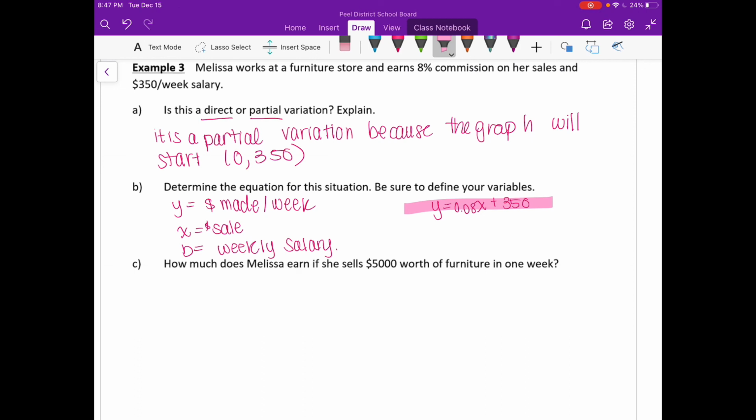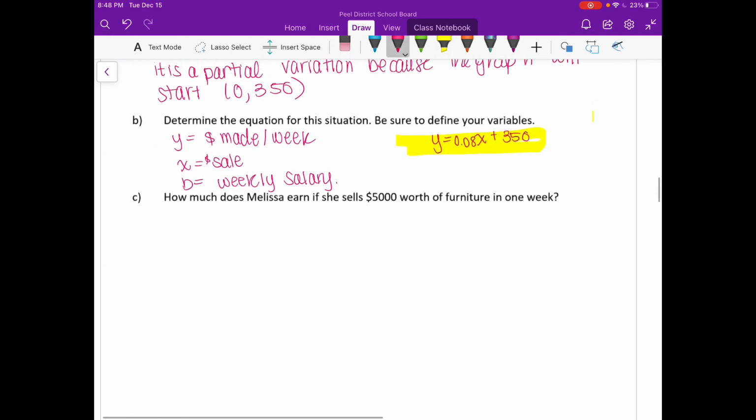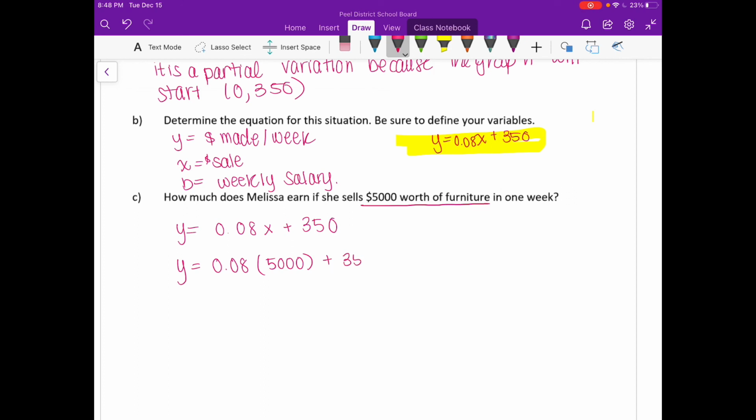right? So if that's my equation, I'm just going to make this into a color that everyone can see. So I'm going to write Y equals 0.08X plus 350. If she makes $5,000 worth of furniture sales, how much will she earn? So I know Y is how much she's making, so that's going to be empty. 0.08. X represents how much money she made in sales. So I'm going to plug in the 5,000 plus 350.